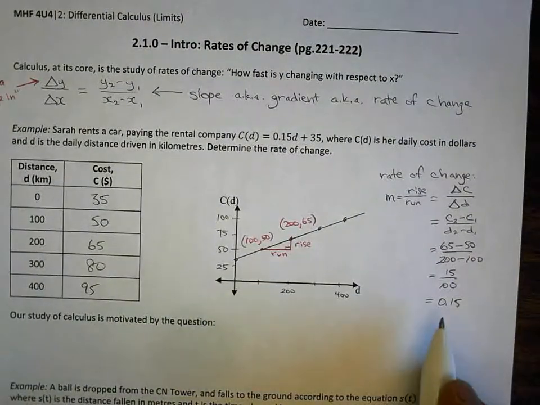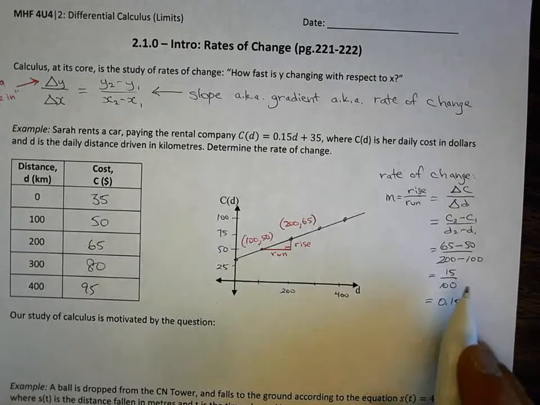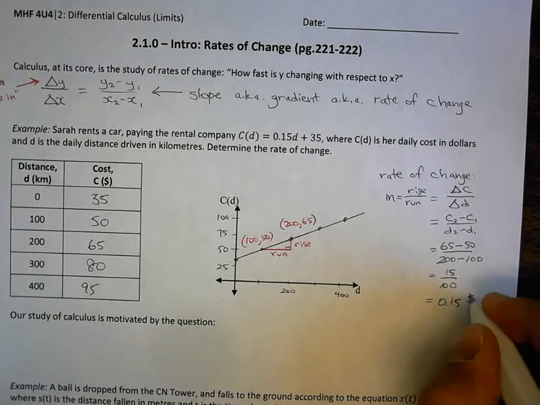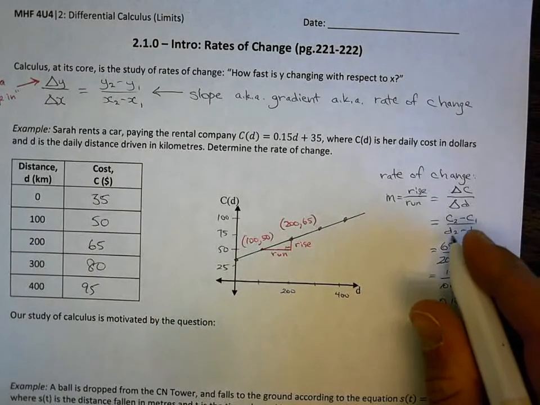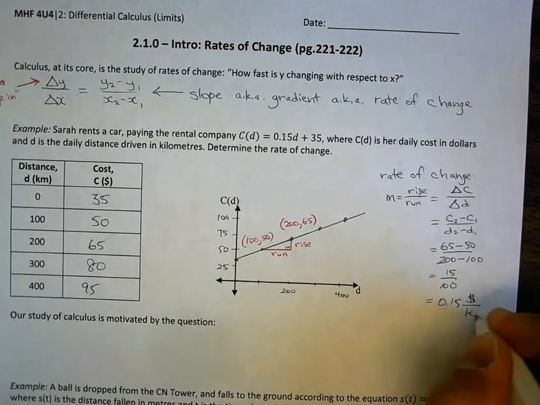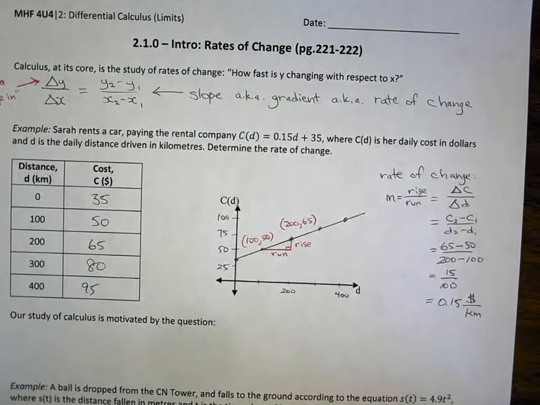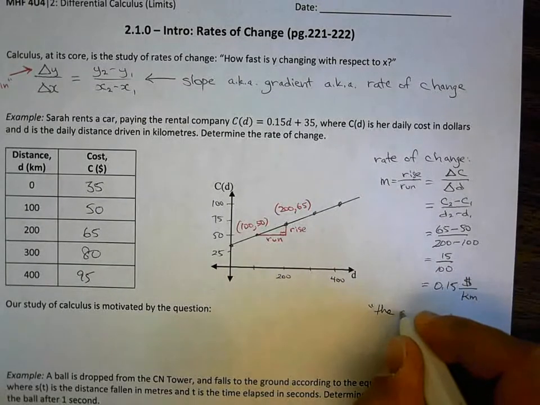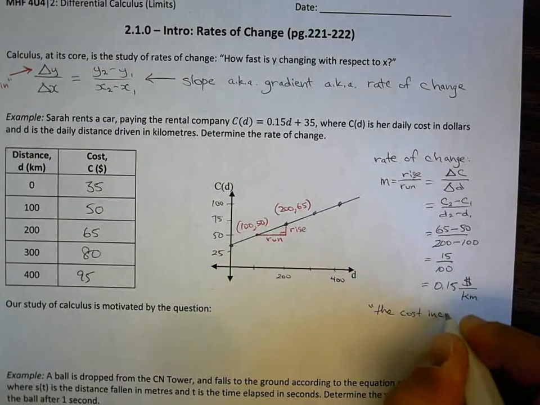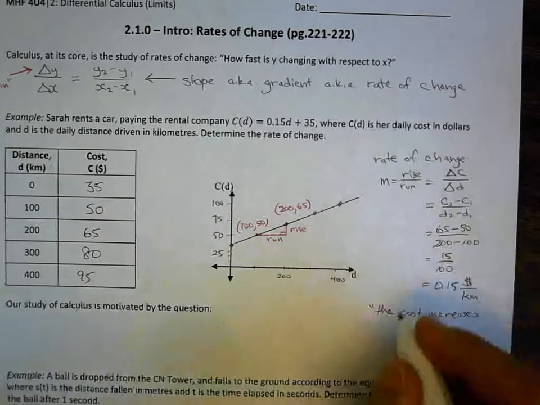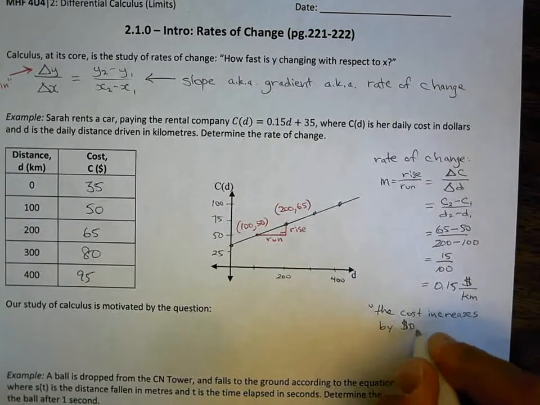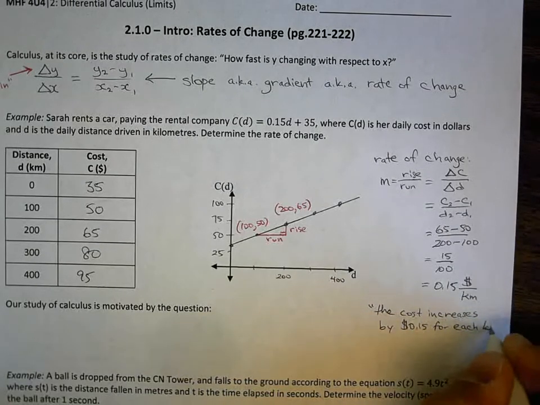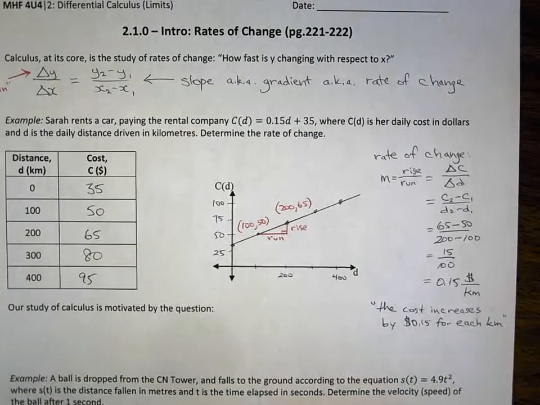What does this slope mean? What's this rate of change? Well, the top was cost, so this is dollars on top, divided by distance in kilometers. So this is the dollar per kilometer. In other words, what's the rate of change? Well, the cost increases by 15 cents for each kilometer.